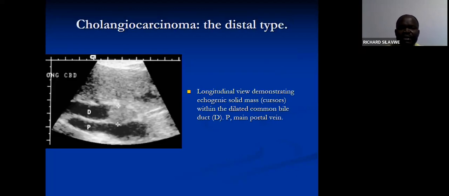So we can see here, I'm just showing you the cholangiocarcinoma. Okay, this is the portal vein. This is the common bile duct. Then we have this mass here. It appears echogenic. So this is the longitudinal view demonstrating an echogenic solid mass here. That's the mass there.